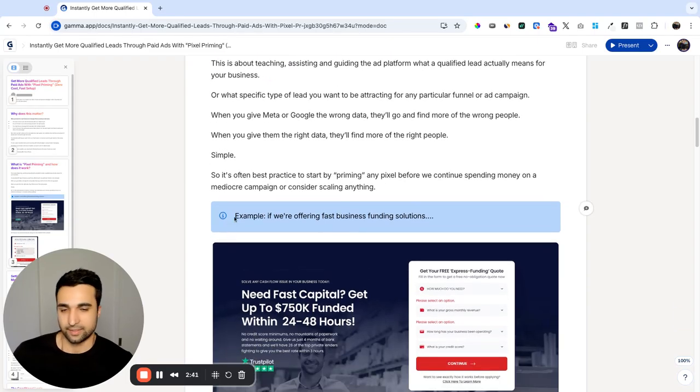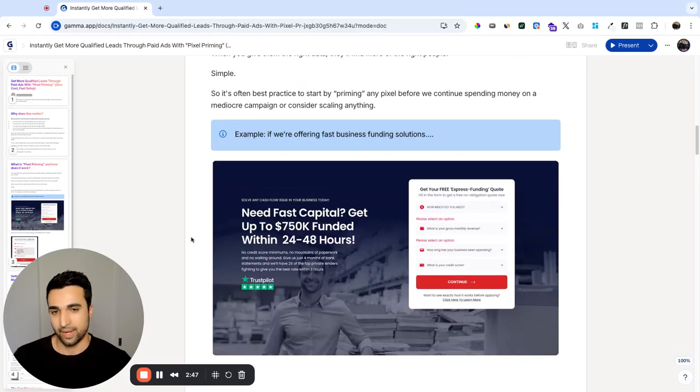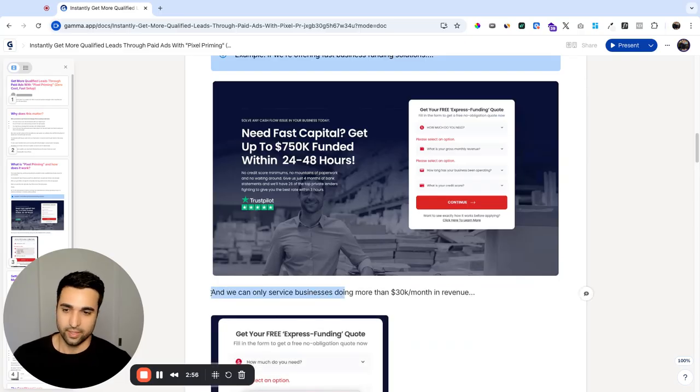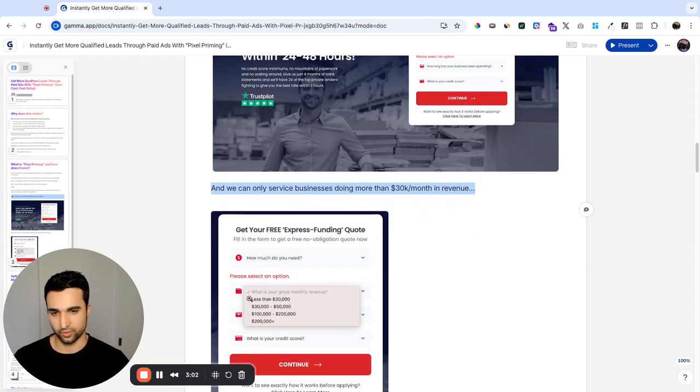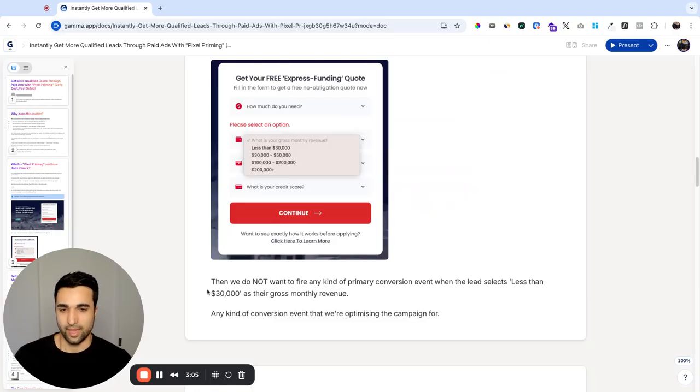To touch on an example here, if we're offering fast business funding solutions, campaign angles such as fast capital, getting funded within a tight time frame, and we have a bunch of questions here in order for someone to get their quote. With this, if we can only service businesses that are doing more than 30K a month revenue, so if we look at this question here, gross monthly revenue, then we ultimately don't want to fire any kind of primary conversion event when the lead selects less than $30,000 as their gross monthly revenue. Any conversion event that we're optimizing the campaign for, we don't want to be optimizing based on the data of leads that don't meet the financial qualifier in this case.